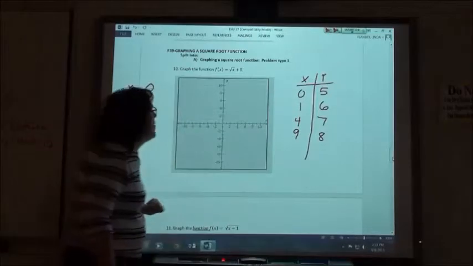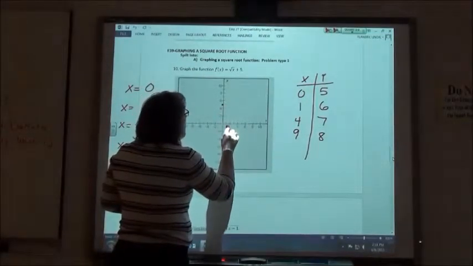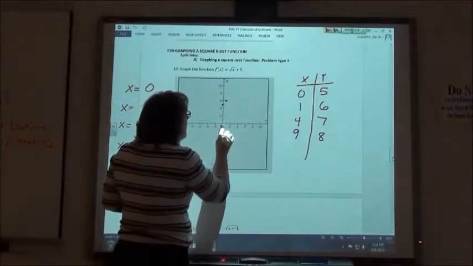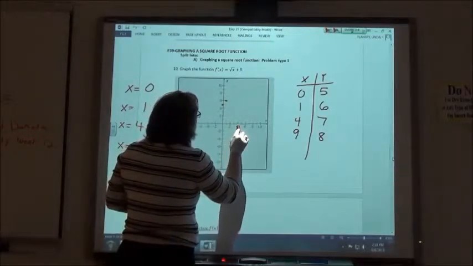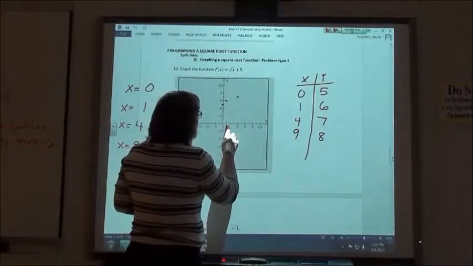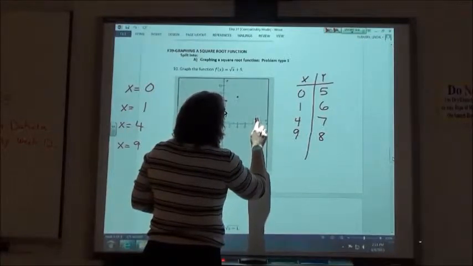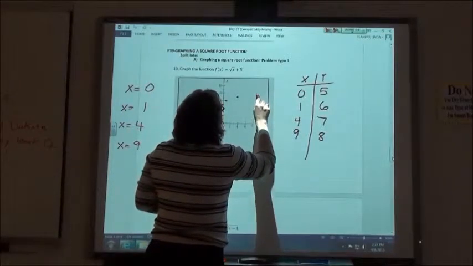I can then plot my points. So 0 over up 5, 1 over up 6, 4 over, 1, 2, 3, 4, up 7, and 9 over, 1, 2, 3, 4, 5, 6, 7, 8, 9, up 8.